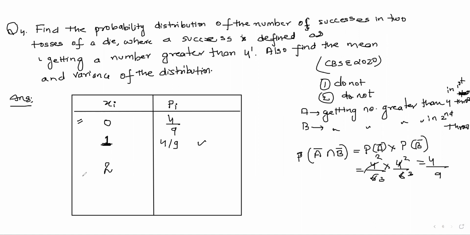Nabil, then please try this one for 2 and share your answer. And Josefa, tell me this. Are you getting the same 4 by 9 for 1? Sir, is it 3 by 6? No, 3 by 6 is not correct. You're doing some calculation mistake. Okay, remember it is greater than 4.